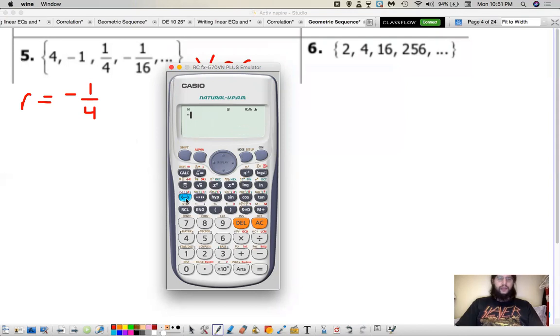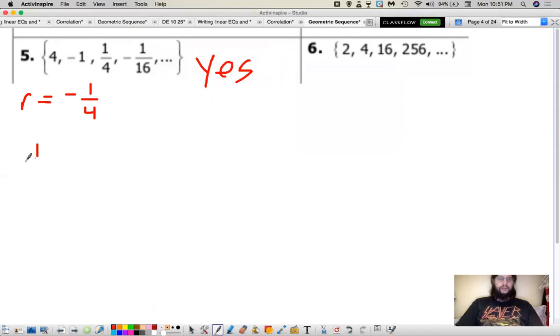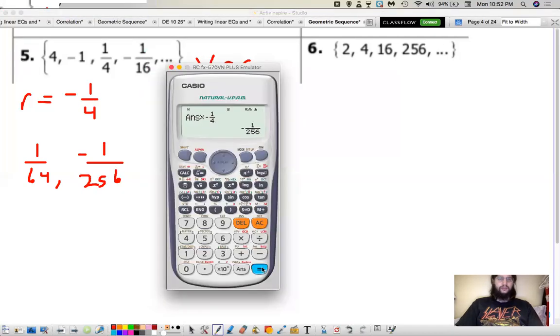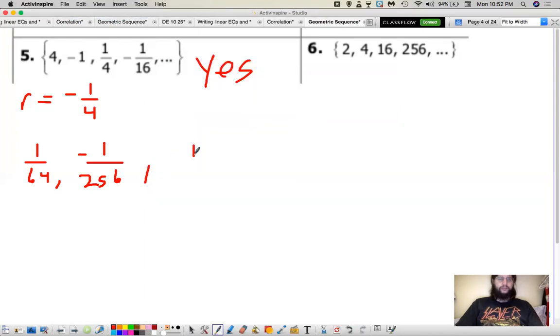Let's see. -1/16 times -1/4, that's going to be 1/64. This next one, negative 1/256. And then 1024, yeah. Just your powers of 4, basically.